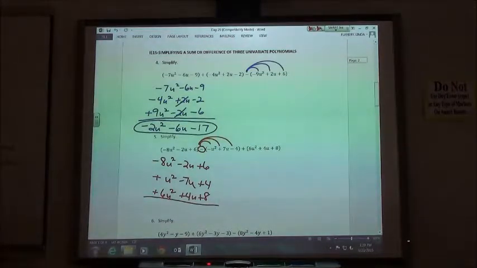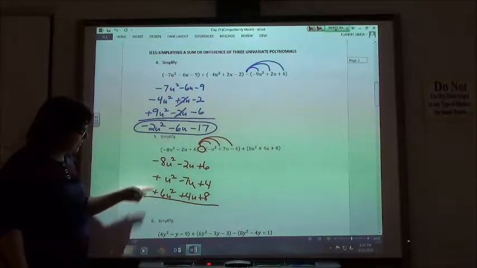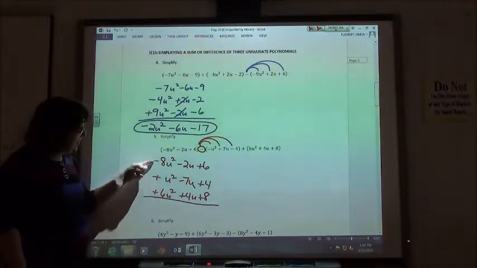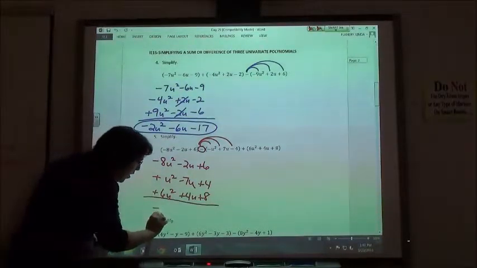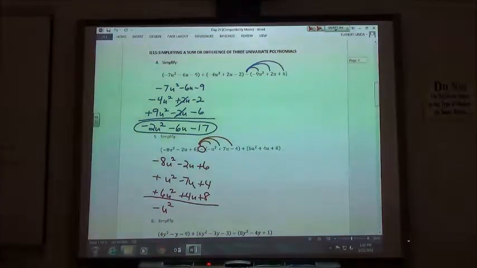And then I can combine my like terms. Negative 8 plus 1 plus 6. Well, 1 plus 6 is 7. Negative 8 plus 7 would be negative 1u squared, but we know that we don't need the 1 in front, so negative 1u squared is the same thing as having a negative u squared.